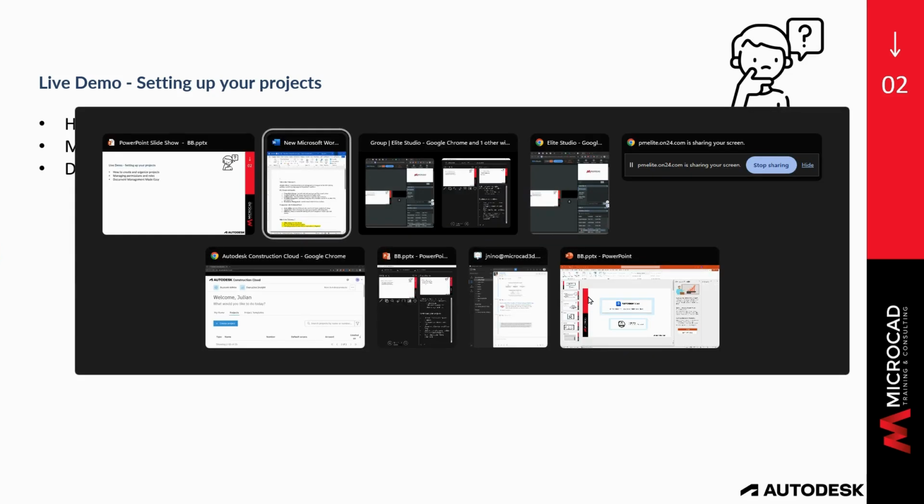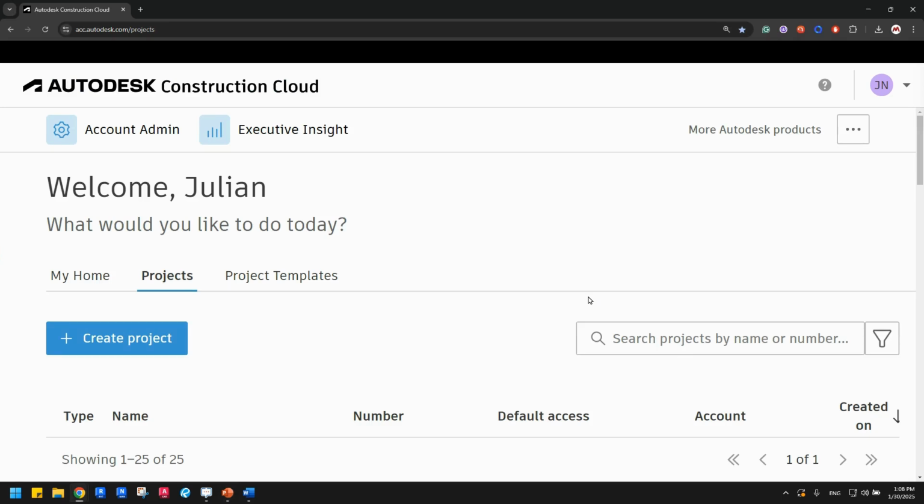Alrighty, so let's jump to Autodesk Docs. The first thing that you need to know, and this is really important, is that to create a project, you need to make sure that your user permissions are set as an account administrator. So this is the first thing, and this is going to be important.